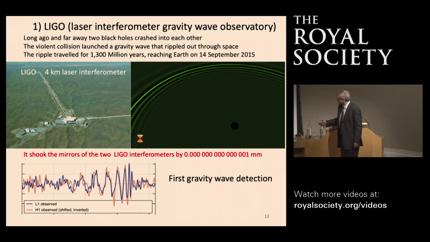And what this shows you, there's a blue trace and an orange trace. One of them comes from a detector in the north part of the USA and the other in the south part of the USA. And as the wave came through the USA, first it shook one and then it shook the other. And here they've shifted the two to sit them exactly on top of each other. And you see it's the same signal, it's the same pattern. That is the first ever gravity wave detection.